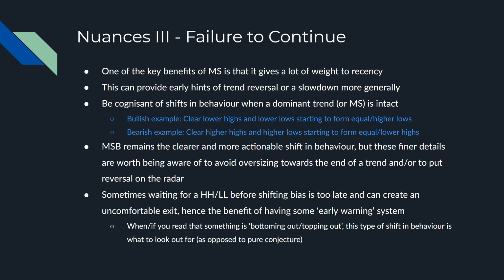But a lot of the time, waiting for a clear market structure shift before shifting bias is just too late. And you get blowout candles and you get carried out. It's just not fun. So having some sort of early warning system, which is the term used here, I think is applicable. Some sort of early red flag, caution, hey mate, take a look at this, for changes in market structure before market structure breaks, I think is useful.